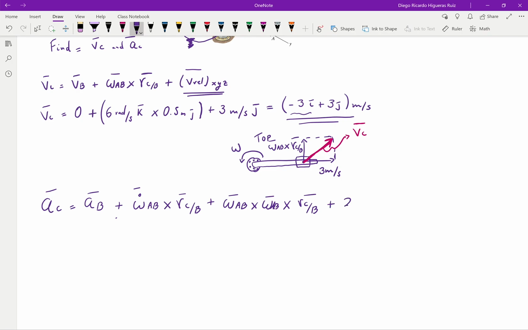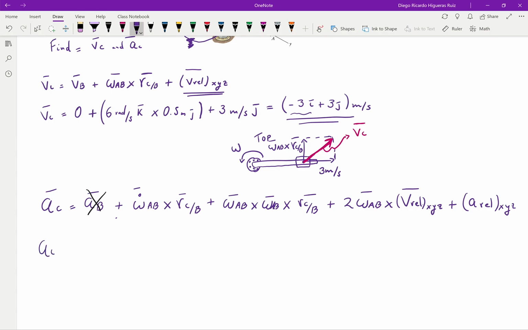plus 2 omega AB cross product the velocity relative in the x, y, and z, and that's going to be the Coriolis acceleration, plus the relative acceleration in the x, y, and z coordinates. All right, so let's see. This term right here is equal to 0, but that's going to be the only one.